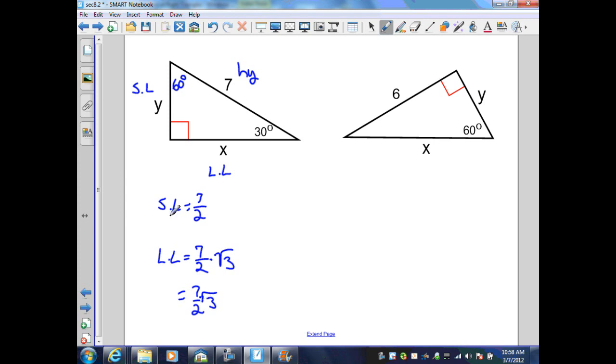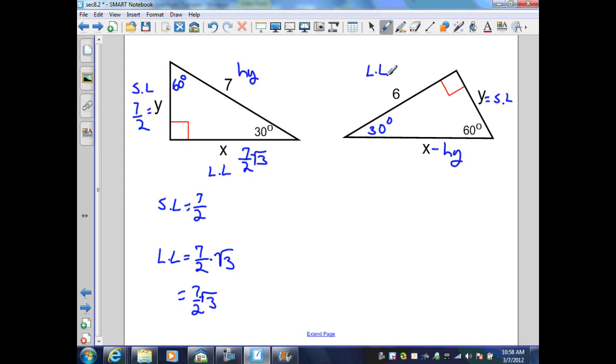Now I can go back in and verify each variable. My short leg is 7/2, and my long leg is x, which is 7/2 square roots of 3. On the next example, again, I'm given a 30-60-90. I need to verify the segments of the triangle. I know that x is my hypotenuse. I know that y is my short leg. And I know that 6 is my long leg.